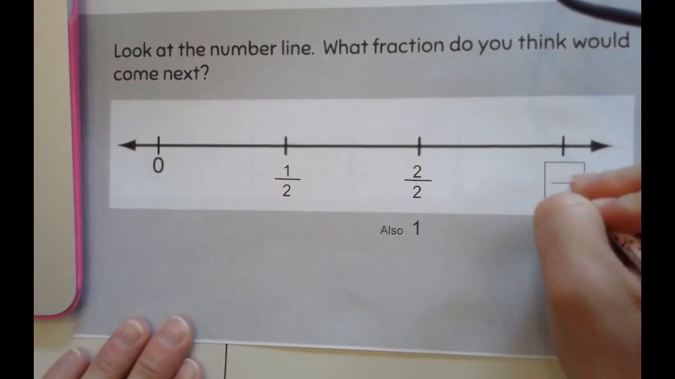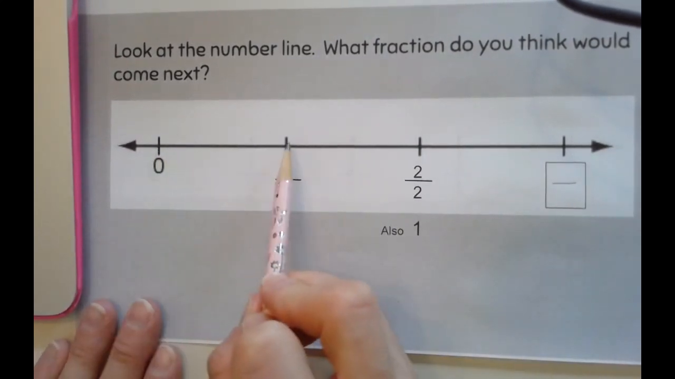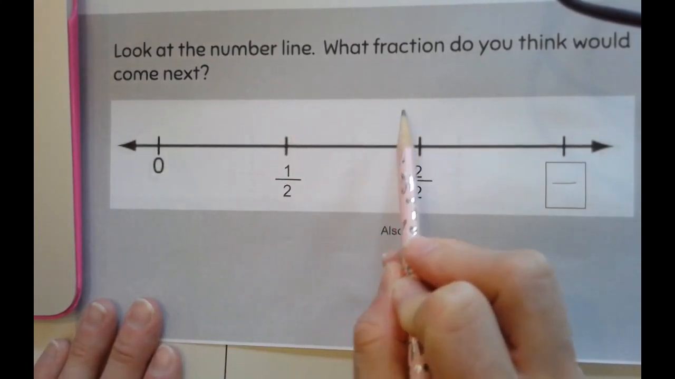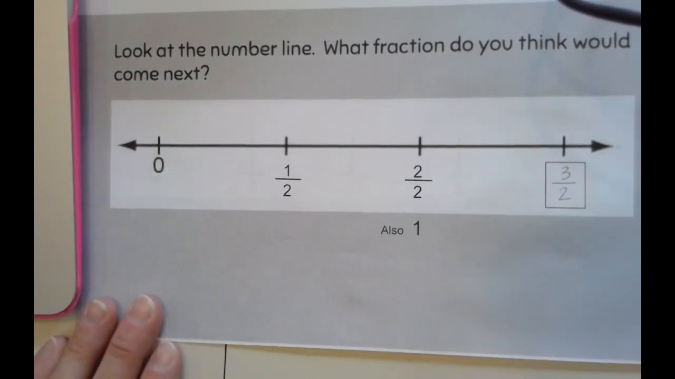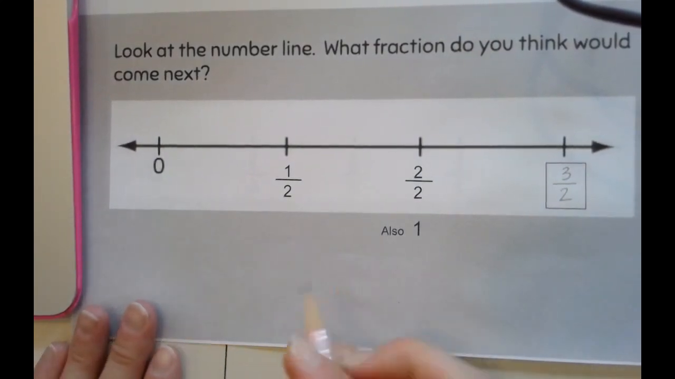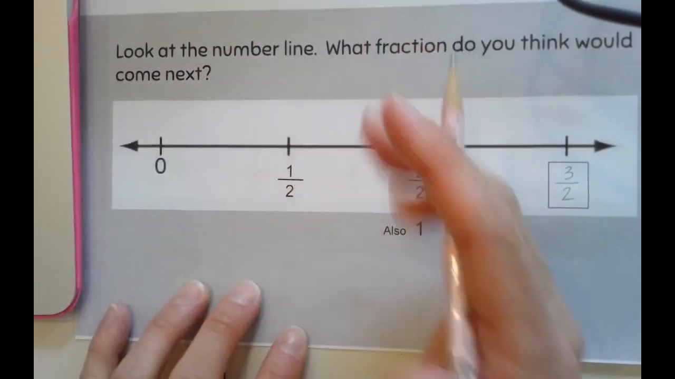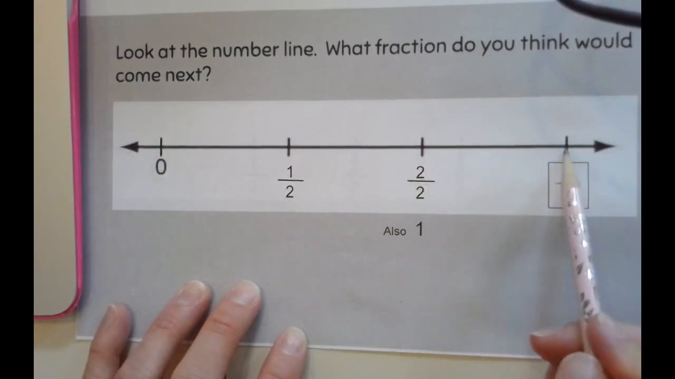What would your fraction be here? Let's think about that. I have 1 half. I have 2 halves. So wouldn't it make sense to say that now here I have 3 halves? Because I already have my whole broken in half. And now I have another part of a whole broken in half.